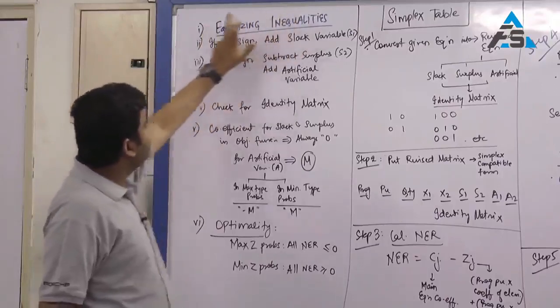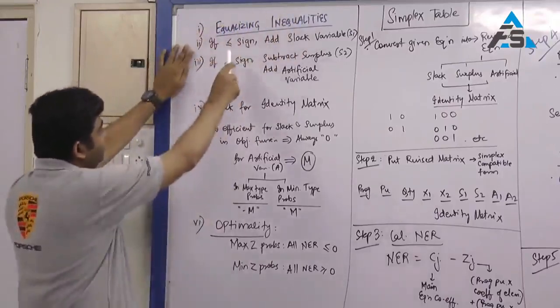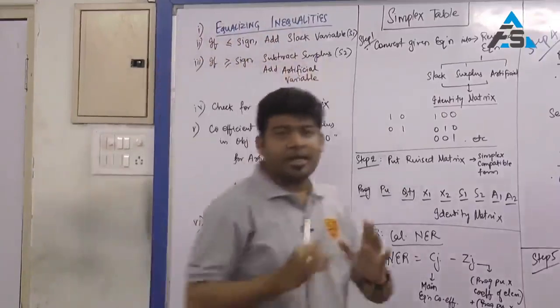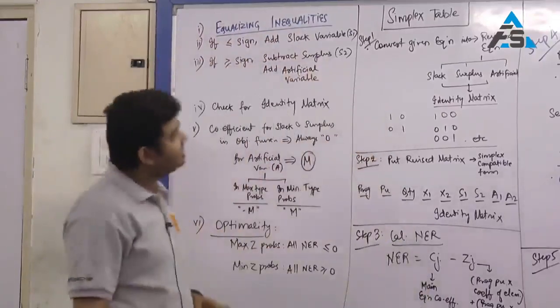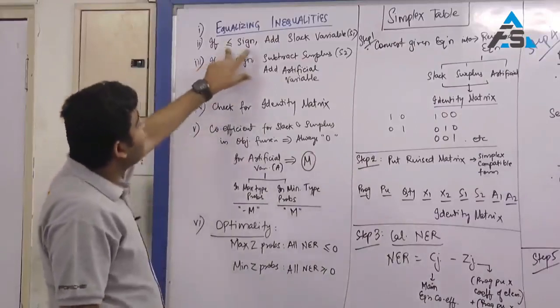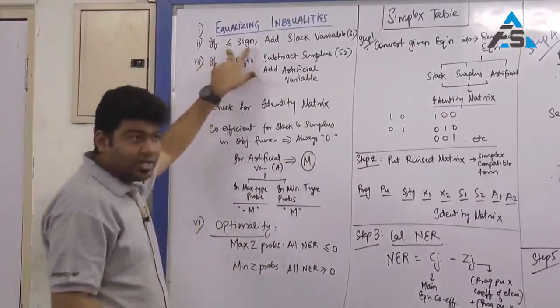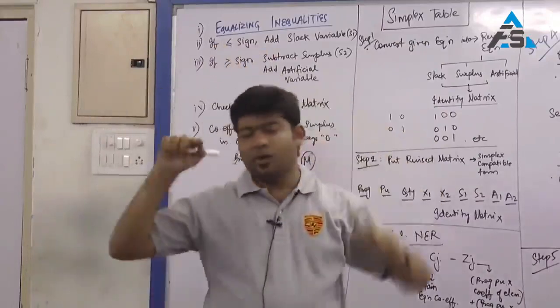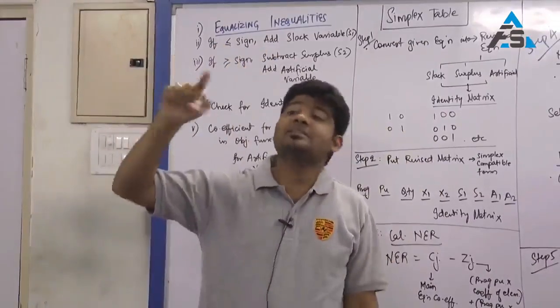For equalizing the inequalities, there can be two things. If there is a less than or equal to sign, then in that case add a slack variable. 8x1 plus 7x2 less than or equal to 8. So there is a number which is less than or equal to 8. It is not an equal to problem, the problem is less than 8.